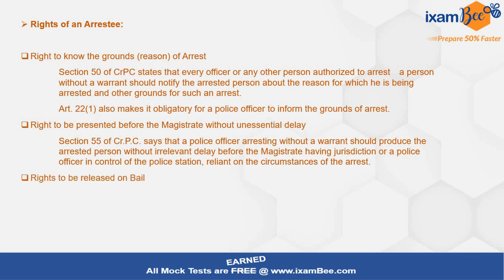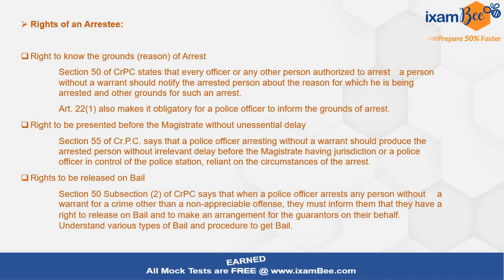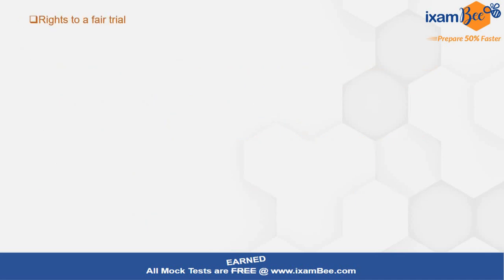Right to be released on bail. Section 50 clause 2 of CRPC says that when a police officer arrests without a warrant and it's a non-cognizable offense, they must inform the person that they have a right to be released on bail. Then the person should be made aware of his right to take bail. That is what is mentioned over here. Make an arrangement for guarantors on their behalf and they can take the bail. Various types of bail and the procedure to get bail is also an important topic from CRPC.